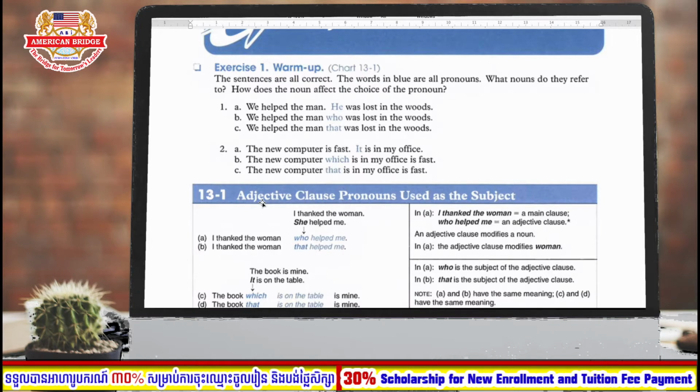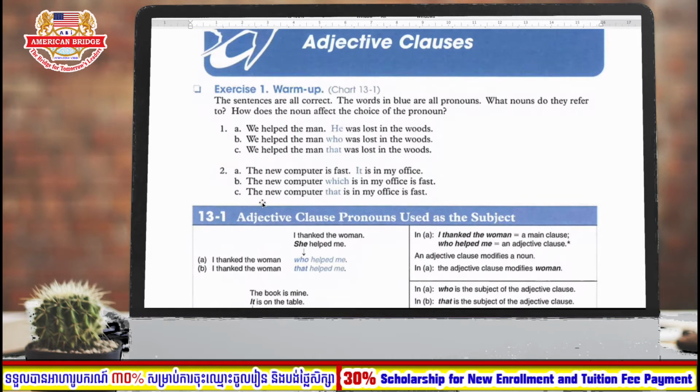So let's start with exercise 1, which is the warm-up activity. The sentences are all correct, right? The words in blue are all pronouns. What noun do they refer to? How does the noun affect the choice of the pronoun? Okay, so let's look at a set of sentences in number 1. We have letter A, we have the man. Full stop, he was lost in the woods.